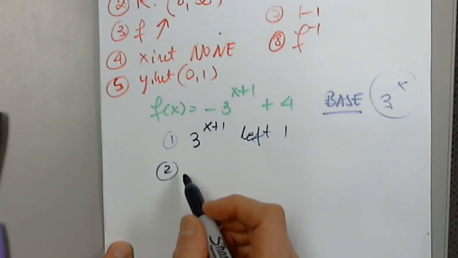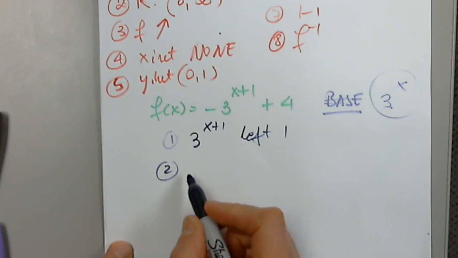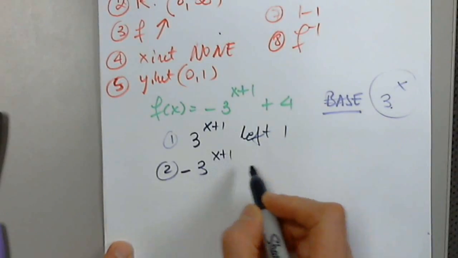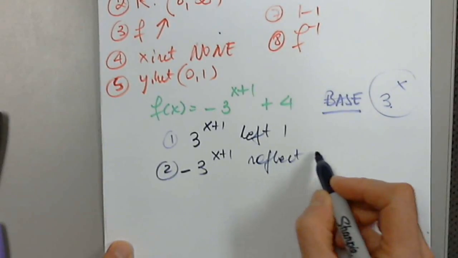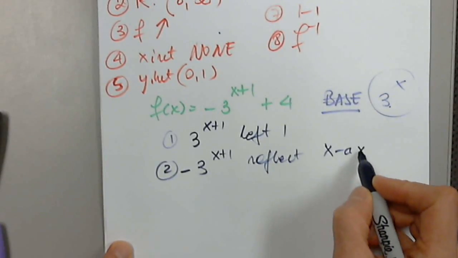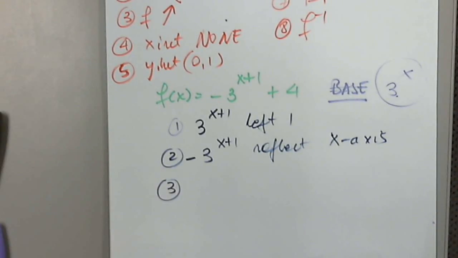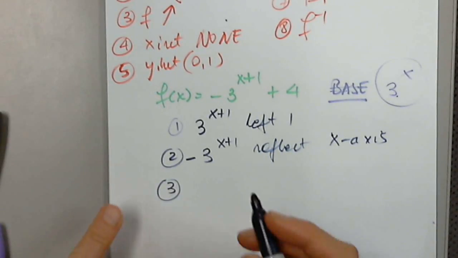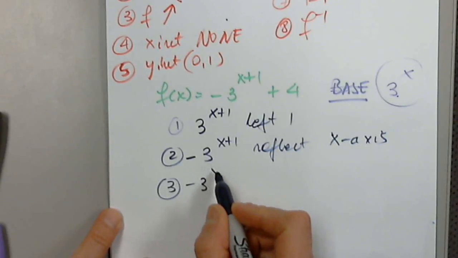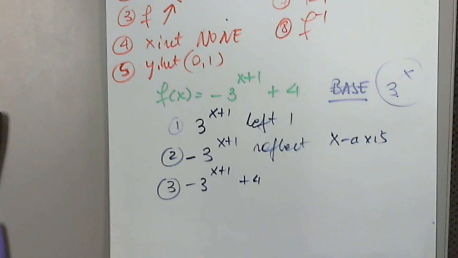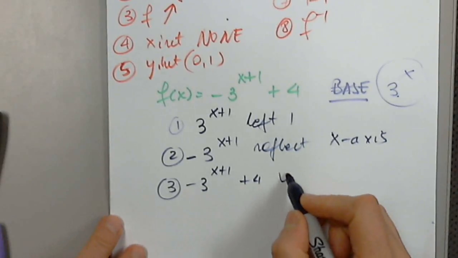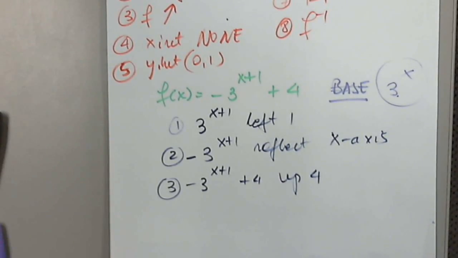Right, so reflecting. Yes, negative 3 raised to x plus 1, reflected with respect to the x-axis. Good. And number 3 is a transformation on number 2: negative 3 raised to x plus 1 plus 4. What does this do to number 2? Up 4. Indeed. Good, so let's graph, and then we will look at the other shape.